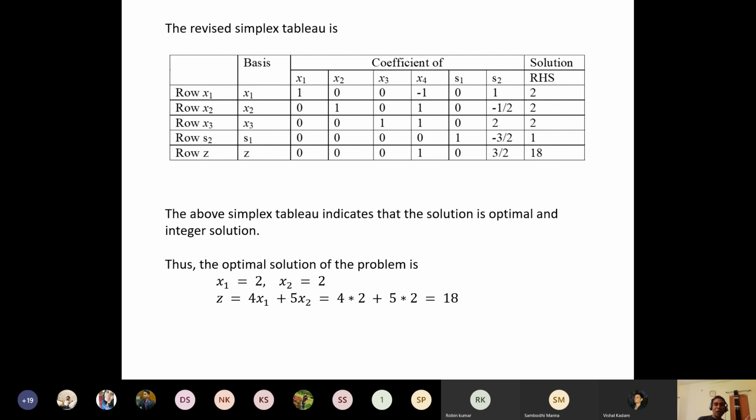So we have discussed the pure integer, we have discussed the binary integer programming algorithm using the branch and bound algorithm, and using the cutting plane methods. Now, if you have any questions, you can ask me.